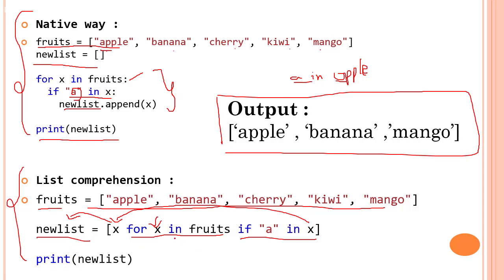Now, one more very important thing that you should know: the execution speed of list comprehension, that is this line, is much faster than the native way where we use for and if blocks. So let's jump into Jupyter Notebook and get into some examples that we can code.